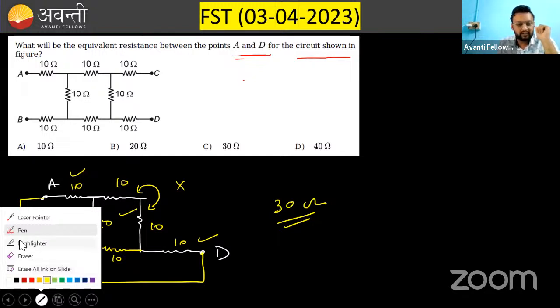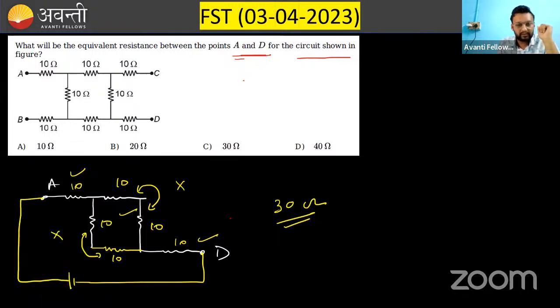You will say, sir, this was very quick. You didn't write any step. That's how you should do it, because series-parallel combination is something you can do in your mind for such simple questions. 10 and 10 in series, that means 20. This 10 and 10 again in series, 20. Now they are in parallel. So 20, 20 in parallel, that means 10.